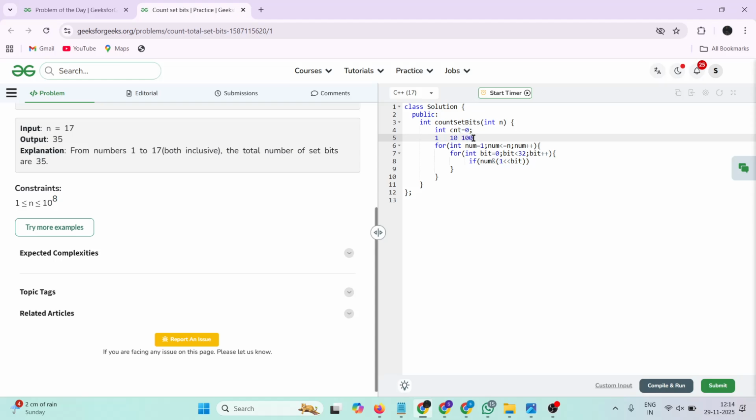So whenever we do AND with the number, all the places except this one would be 0, and this place will be decided by our number. If this bit of our number is also 1, then the result is going to be 1, otherwise 0. So we can conclude that if num AND this value is greater than 0, that means the number also has 1 at that bit, and that is going to contribute. So our count will be count plus plus, and we are going to return count. But okay, I think this is going to give TLE.